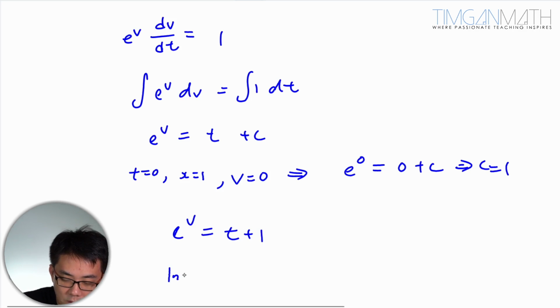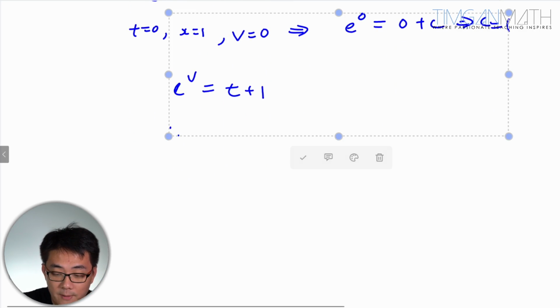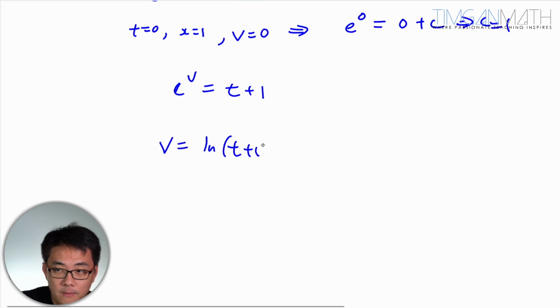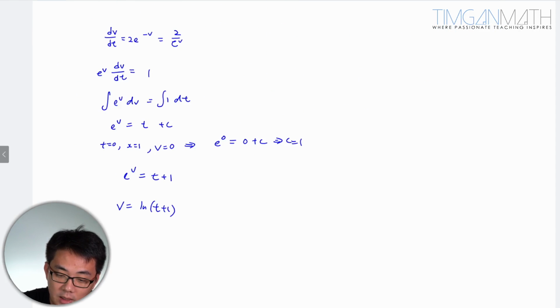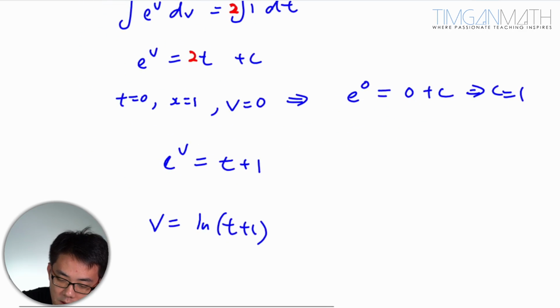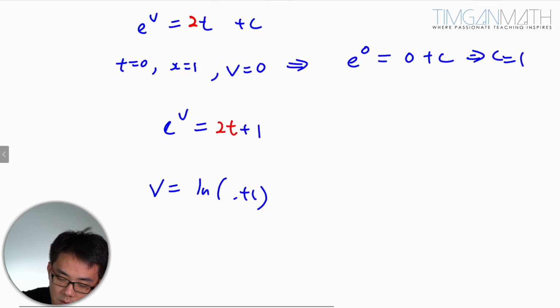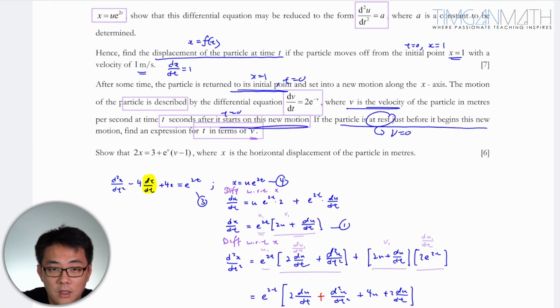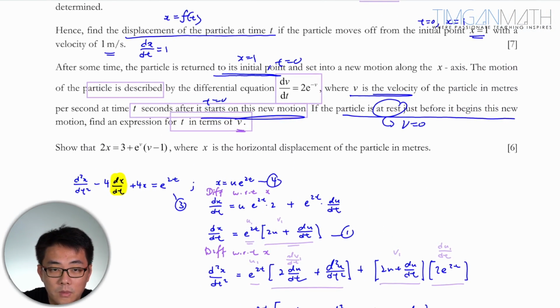And then we just ln both sides. We will get v equals ln(t plus 1). Okay. Same thing, I did a careless mistake. I missed out a 2 there. So this is a 2 here. There's a 2 here. There's a 2 here. There's a 2 here. Just 2t here. Yeah, there you go. So there's the v. So we've done this. Now let's look at the last one.